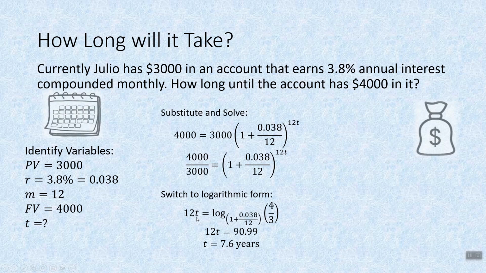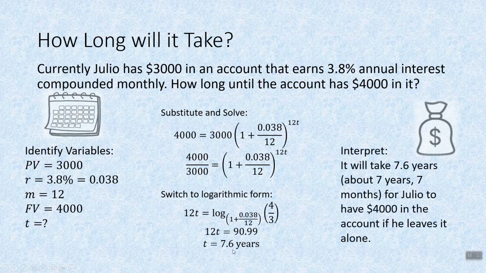But remember, that's 12t. It's not going to take us 90 years to get $4,000 in it. It's going to take us 90 months, almost 91 months. And if we divide by 12 to get t by itself, that's 7.6 years. Our interpretation: it will take 7.6 years, so about the end of July, for Julio to have $4,000 in the account if he leaves it alone, right? You don't add to it, you don't take away from it, and the interest rate doesn't change.